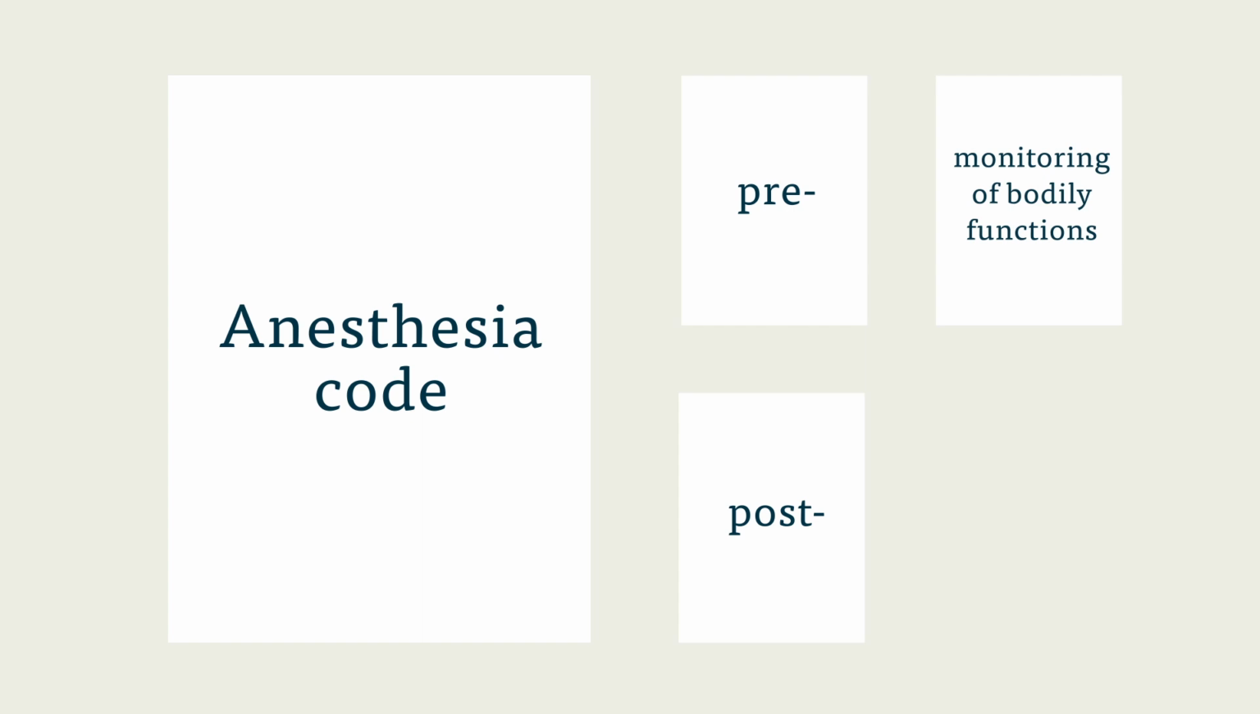Anesthesia codes are bundled. That is, each anesthesia code contains a number of things within it, including the pre- and post-operative visits from the anesthesiologist, the monitoring of bodily functions, the administration of the anesthetic, etc. That means you won't find specific procedure codes for the evaluation of the patient and the administration of intravenous anesthetic. Both are included in the larger anesthesia code.